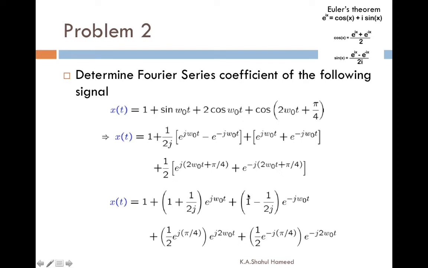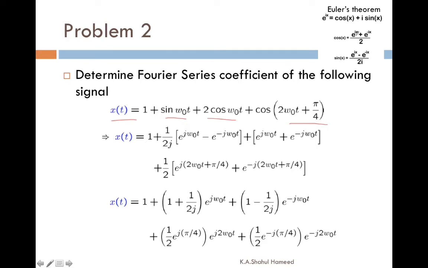First of all, we are going to determine the Fourier series coefficient of the following signal: x(t) is equal to 1 plus sin(ω0 t) plus 2 cos(ω0 t) plus cos(2ω0 t + π/4).